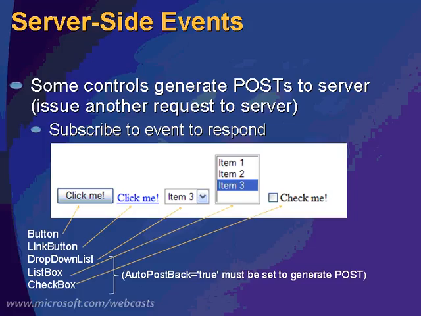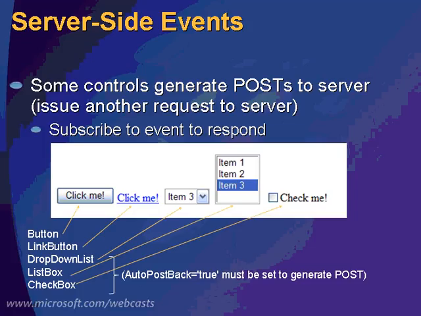But you're probably wondering how we might respond to something like user interaction. For example, if someone were to click on a button, click on a link, use a drop-down box, use a list box, or use a checkbox. How do we react to events like these? Now, how you'll deal with these is by using something called server-side events. These are events that fire in response to the user posting the page back to the server, which is issuing another request to the same page.